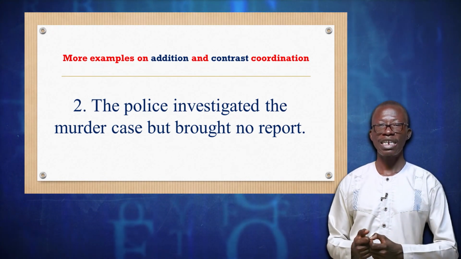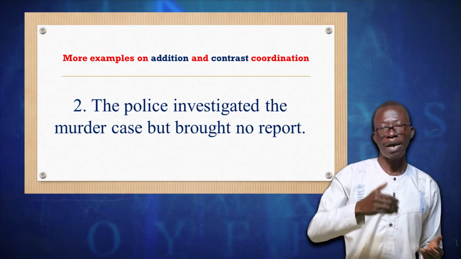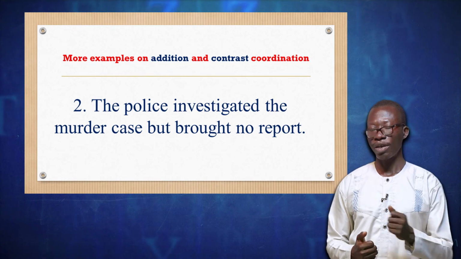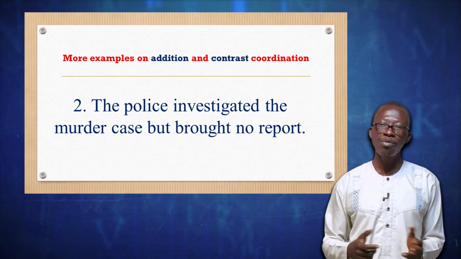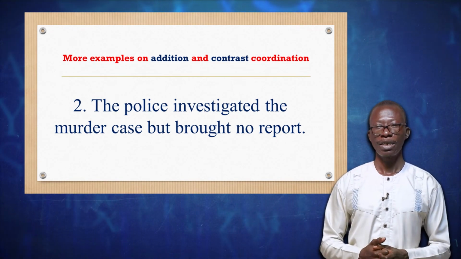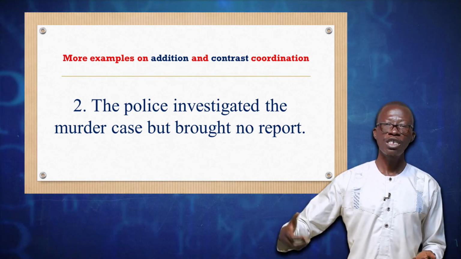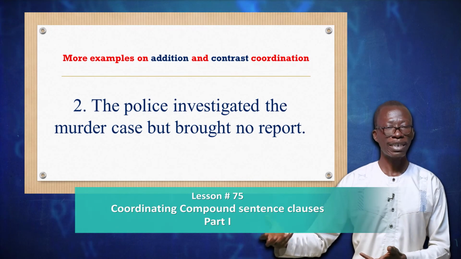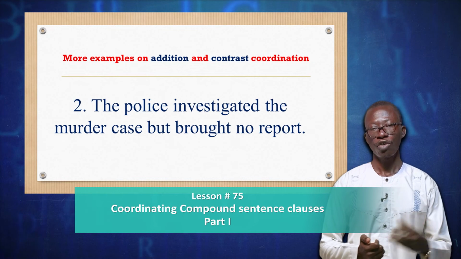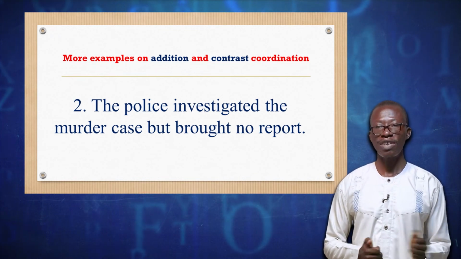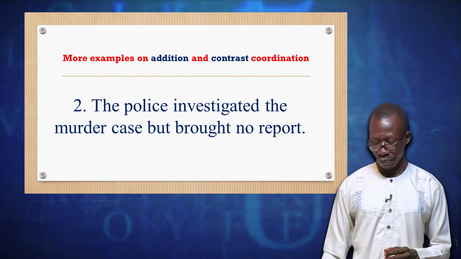So the police investigated the murder case but brought no report. We can substitute but with any of the coordinators that we have under contrast. So the police investigated the murder case, however, brought no report. Remember, in the second independent clause, it should have been the police brought no report. But of course, as I said, there's no need to repeat police again in the second independent clause, so it is being dropped.